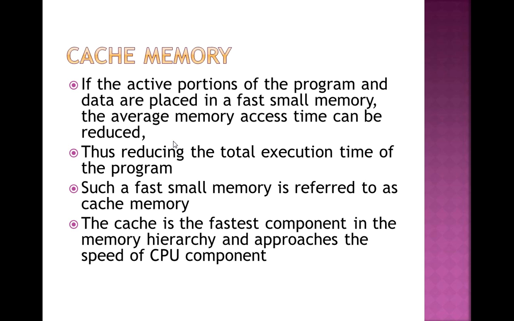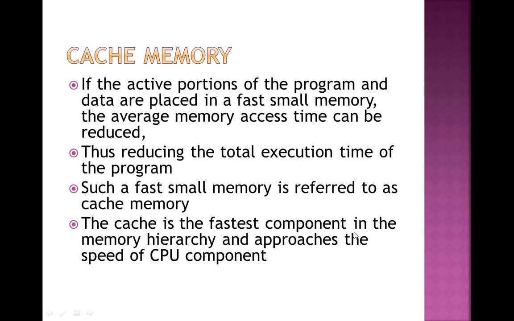Next is your cache memory. As I told you, cache memory lies between the main memory and the CPU. That is, it lies between the internal memory or the primary memory and the CPU. This says if the active portion of the program and data are placed in a fast small memory, the average memory access time can be reduced, thus reducing the total execution time of the program. Such a fast small memory is known as the cache memory.